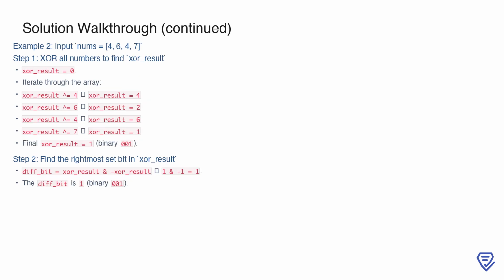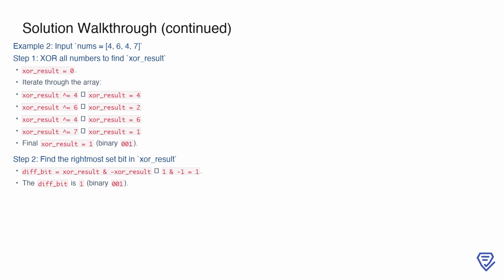In this example, the input array is 4, 6, 4, 7. We follow the same process as before. First, we compute the XOR of all the numbers to find XOR_result. Starting with 0, XOR with 4 gives 4, XOR with 6 gives 2, XOR with 4 gives 6, and finally XOR with 7 gives 1. So the final XOR_result is 1, which is 001 in binary. This value represents the XOR of the two unique numbers.